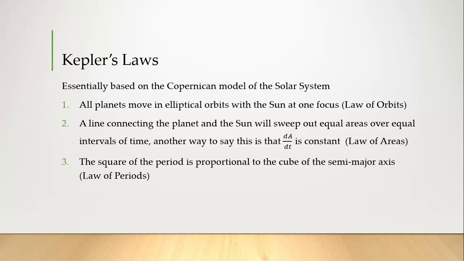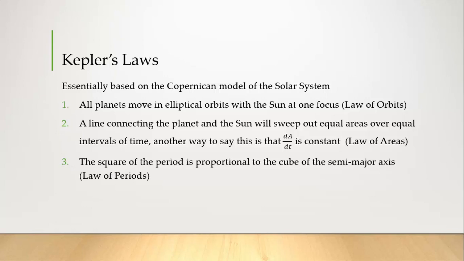The first I call the law of orbits. All planets move in elliptical orbits with the sun at one of the foci. This essentially confirms the Copernican model. The second is the line connecting the planet and the sun will sweep out equal areas over equal intervals of time. Another way to say this is that the change in area as you're looking at this orbit is constant. And the third one is the square of the period is proportional to the cube of the semi-major axis, the law of periods.